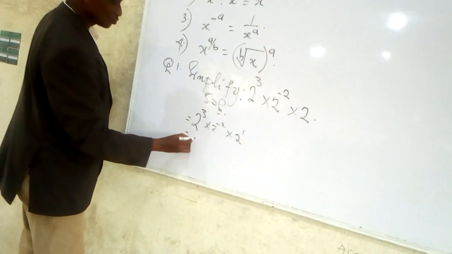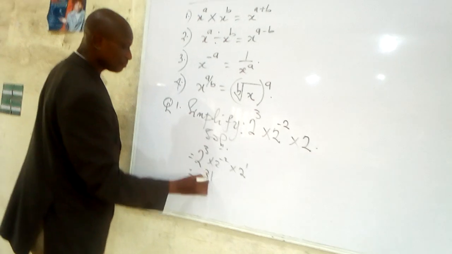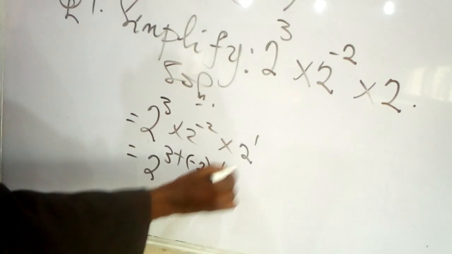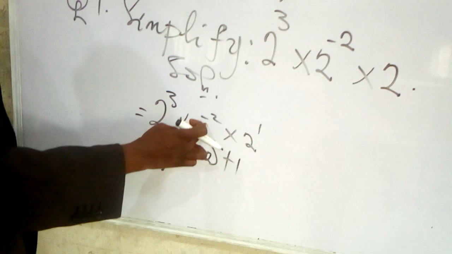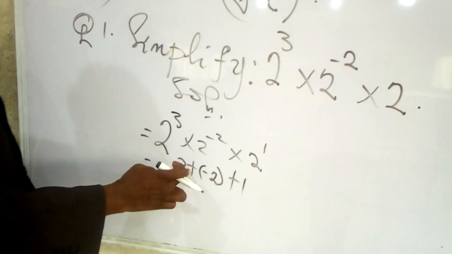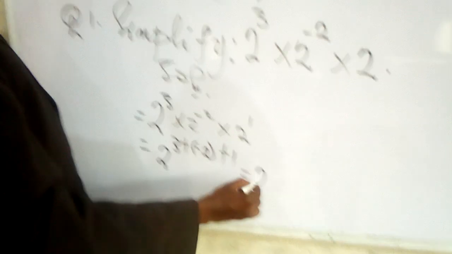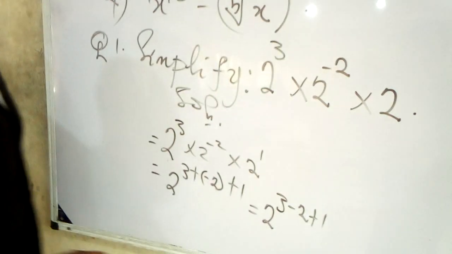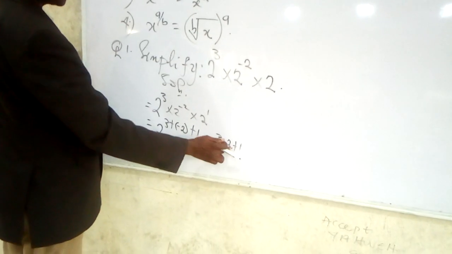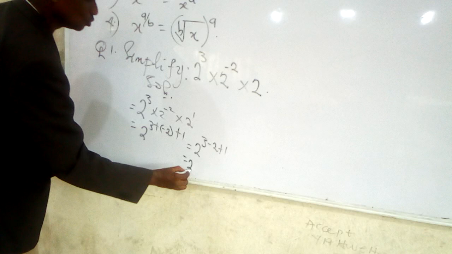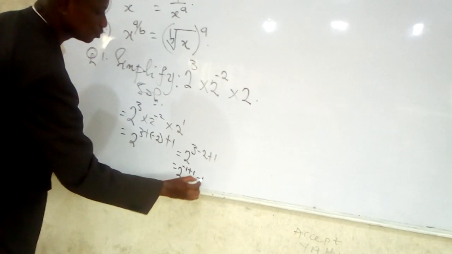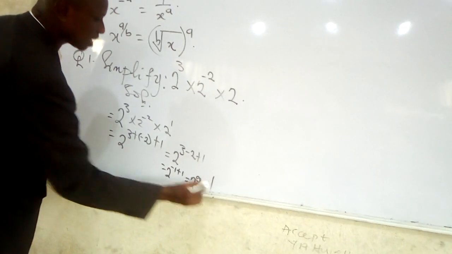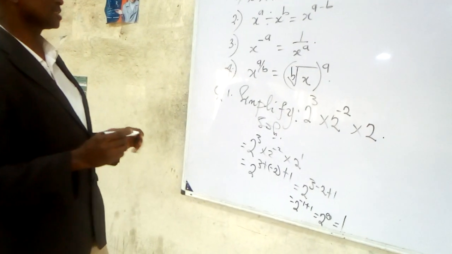And that finally gives us 2 raised to the power 3, since you are multiplying, plus bracket minus 2 plus 1, because this is minus 2. This minus 2 is added to plus 1. So this gives us 2 raised to the power 3 minus 2 plus 1. At the end of the day, this gives 2 raised to the power minus 1 plus 1, which is 2 raised to the power 0. And this is going to give us 1. In mathematics, anything raised to the power 0 is 1. And that is it. This is a typical example of an indices problem.